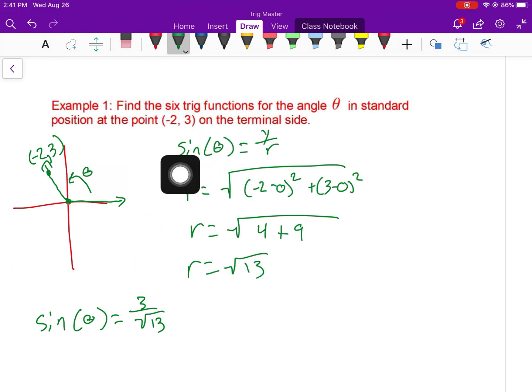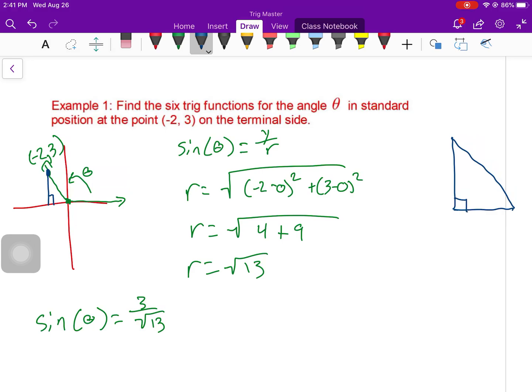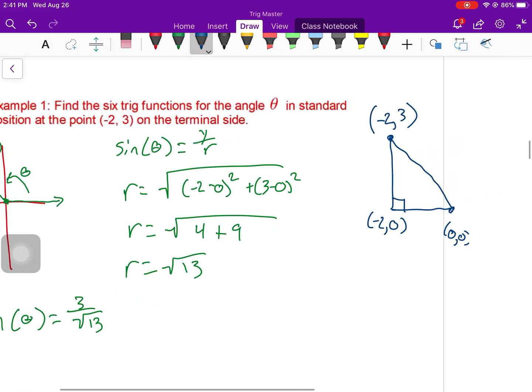Now, instead of just memorizing this, you can totally do that. You'll get the right answer every time. I like to kind of think of this in terms of a triangle that I actually can draw. So what I want to do is find that point on the terminal side and drop a perpendicular straight down to the x-axis. So over here, what I would have is this triangle right here. Okay, I basically have -2, 3 here, and 0, 0 here, and this would be -2, 0. When we found, the radius is square root of 13.